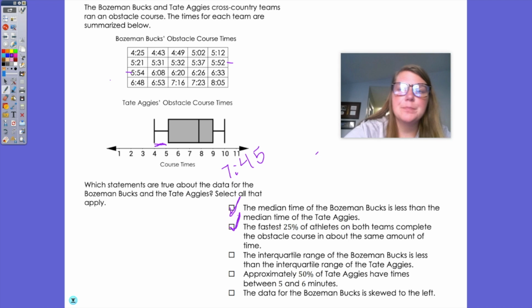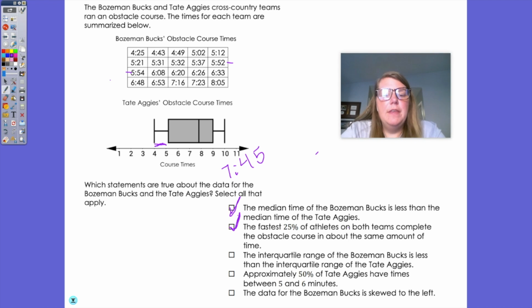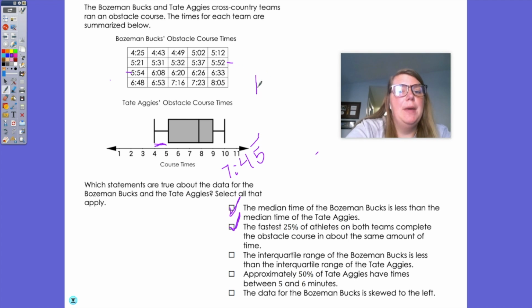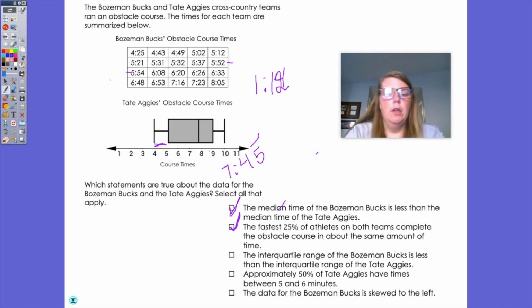Sorry about that. And then the third one, the interquartile range of the Bozeman Bucks is less than the interquartile range of the Tate Aggies. So the Bozeman Bucks goes from 5:21 to 6:33. So that's about a minute and 12 seconds. Here goes from 5 all the way to 9. So not even close. So Bozeman Bucks is way less than the Tate Aggies.